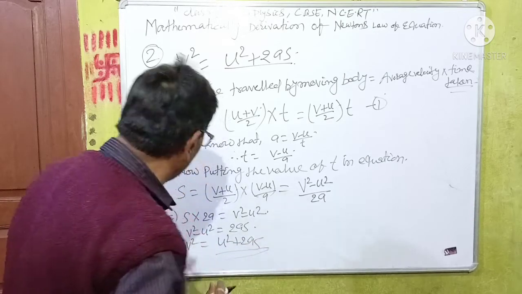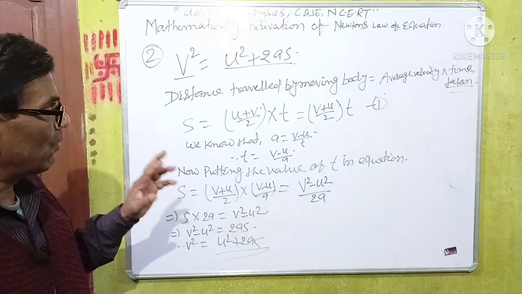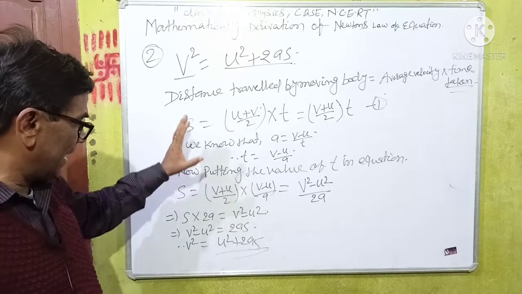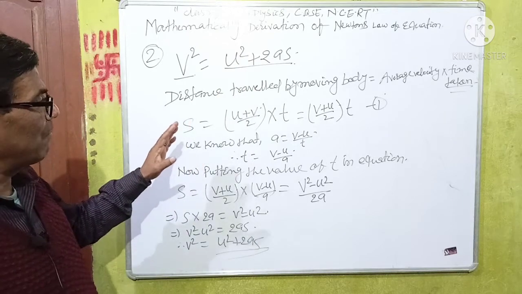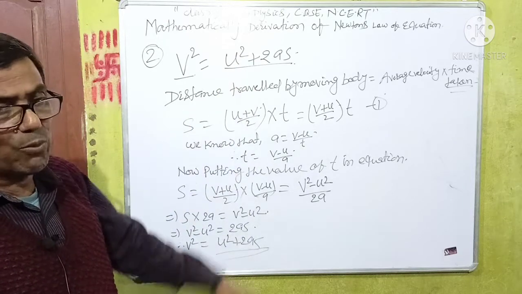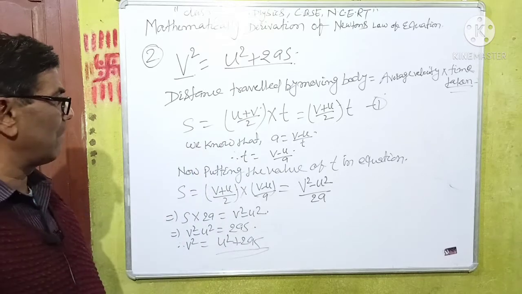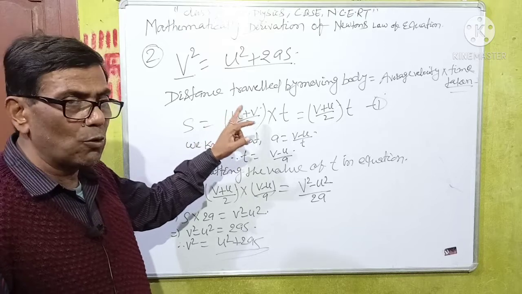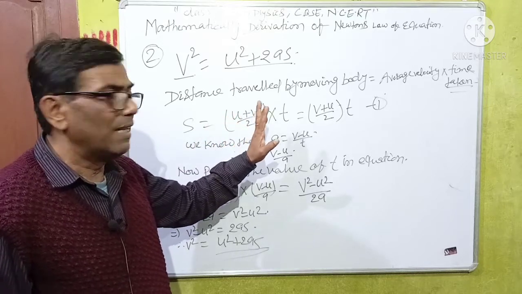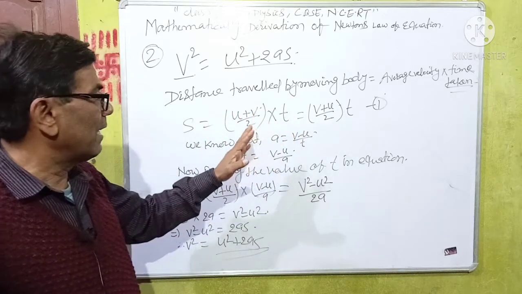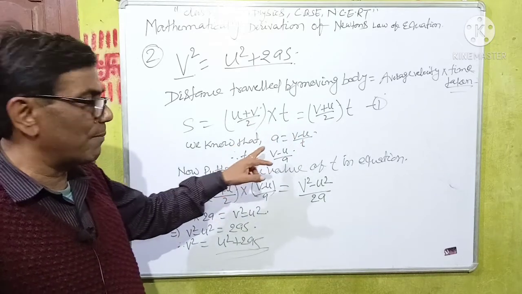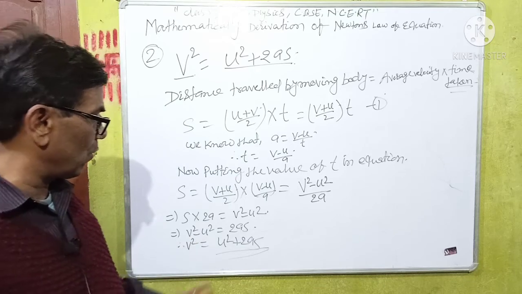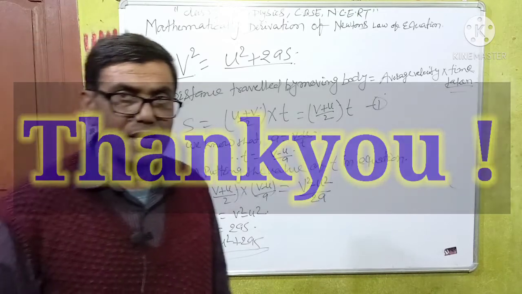So this is the third derivation of Newton's equations of motion, v² = u² + 2as. It is verified. It is derived from the distance traveled by the moving body being equal to the average velocity into time taken. Then we took s = average velocity (u + v)/2 into t. Then we put the value of t in equation first, t = (v − u)/a, and we get v² = u² + 2as. Thank you.